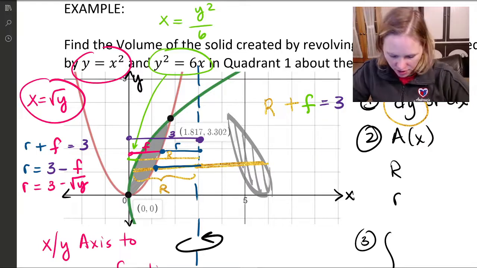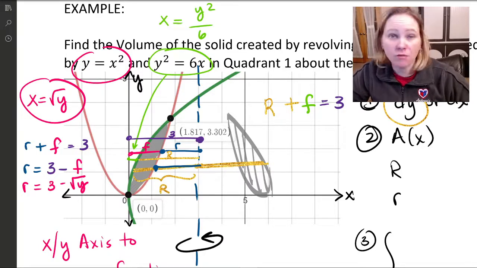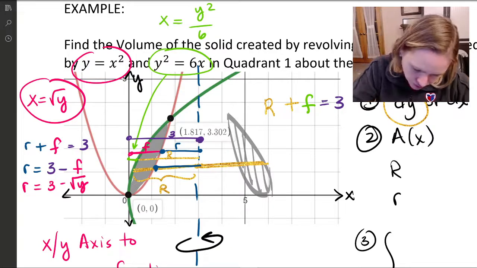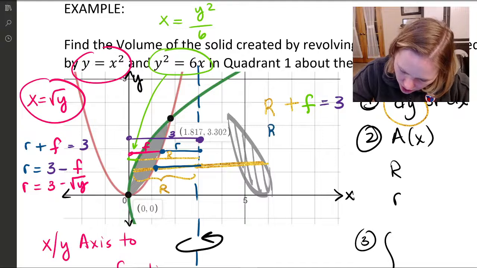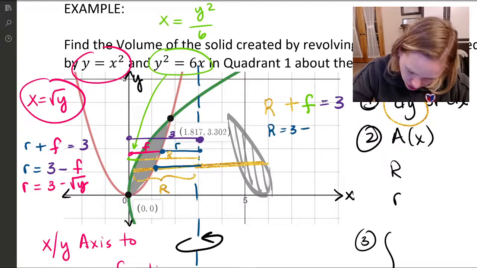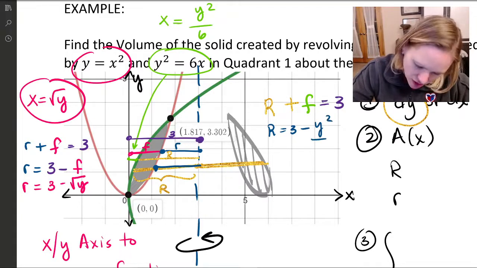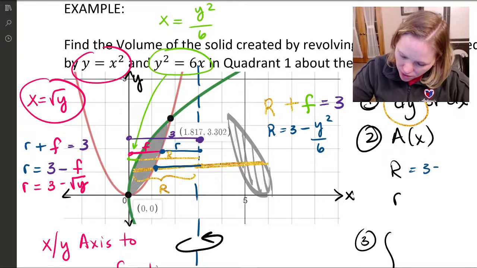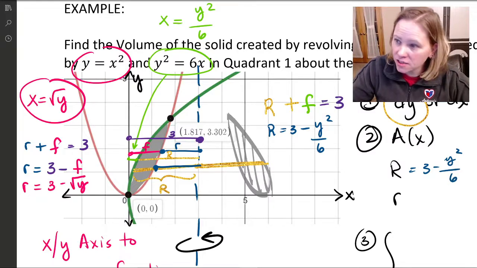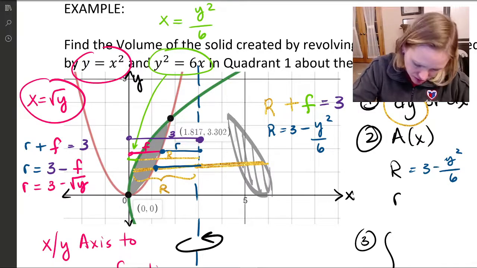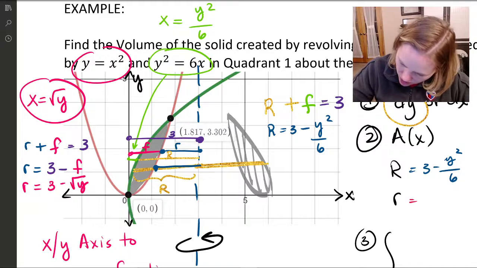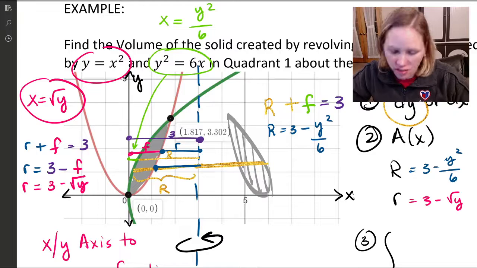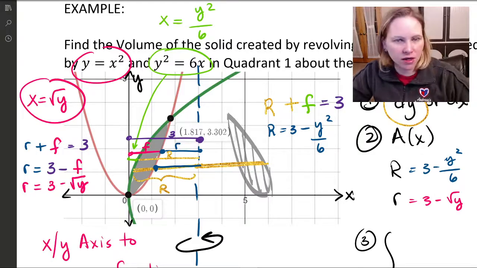There's like a little pattern here. Whatever you did for little r, the same thing is going to happen for big R. You're just going to use the outer function, right? So here, check it out. Big R equals 3 minus the green function, which is y squared over 6. So now I have my big R, 3 minus y squared over 6. I've got my little r. Little r is 3 minus the square root of y. That is the most challenging part of this entire endeavor, is determining big R and little r.